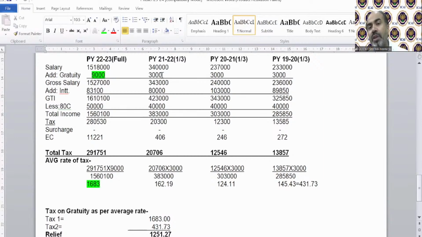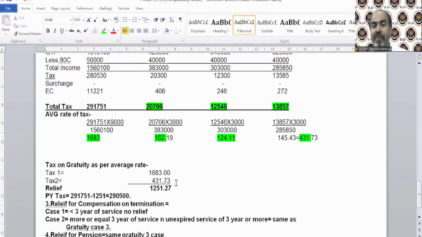Then because job is more than 15 years, 1/3, 1/3, 1/3 is to be taxable in 3 preceding previous years equally. And after including that, the tax liability will be given in question. This will be given in question for preceding years. And now we need to find that if 3,000 taxable separately, then what will be the taxes? So in this year, if 3,000 taxable, the tax and gratuity average rate is 162. If this is taxable over here, then the tax on this will be 124 rupees. And over here is 431 rupees.